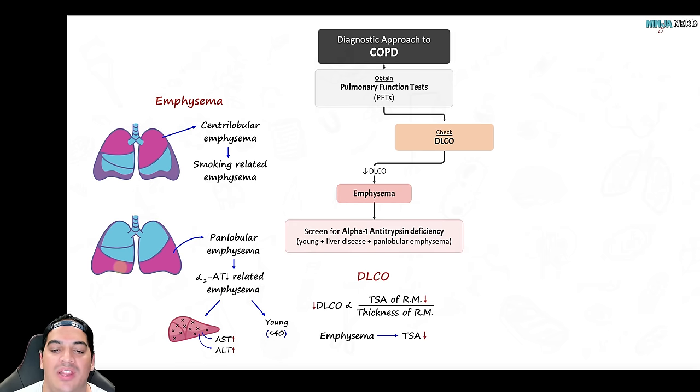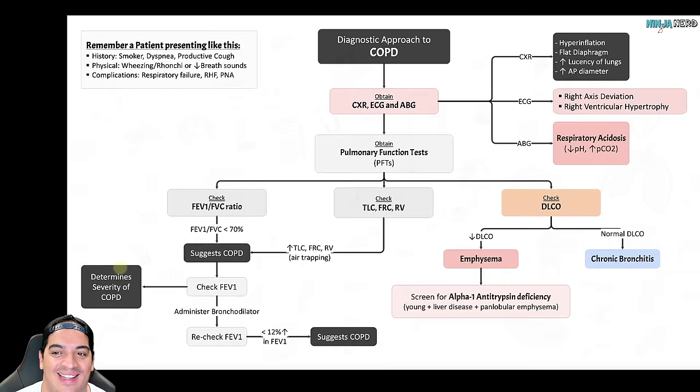So I really think it's important to screen for alpha-1 antitrypsin deficiency if they're young, have liver disease, and have panlobular emphysema. And again, going back, if they have a normal DLCO, they have no change in their surface area, no change in the thickness of the respiratory membrane, so that's more suggestive of chronic bronchitis. Okay, that's how we would diagnostically approach COPD.